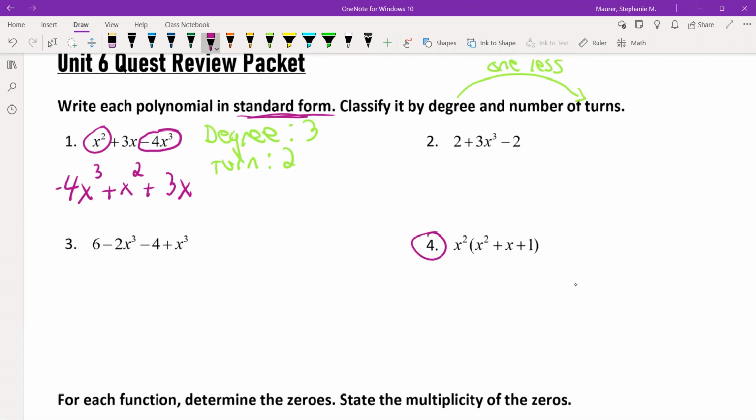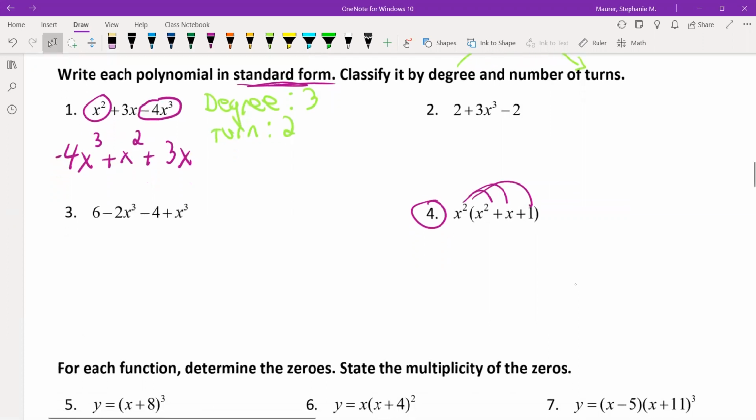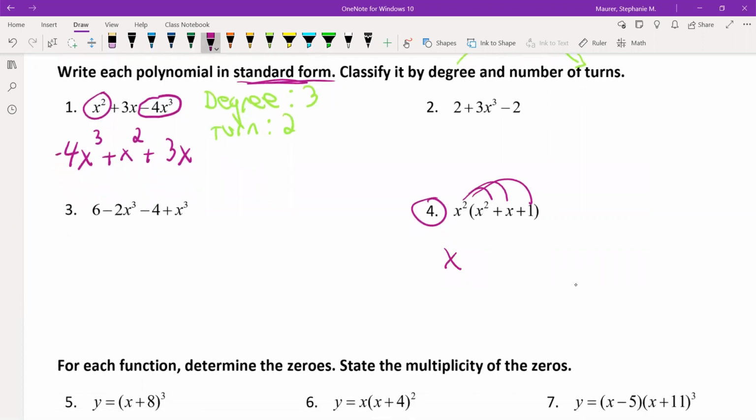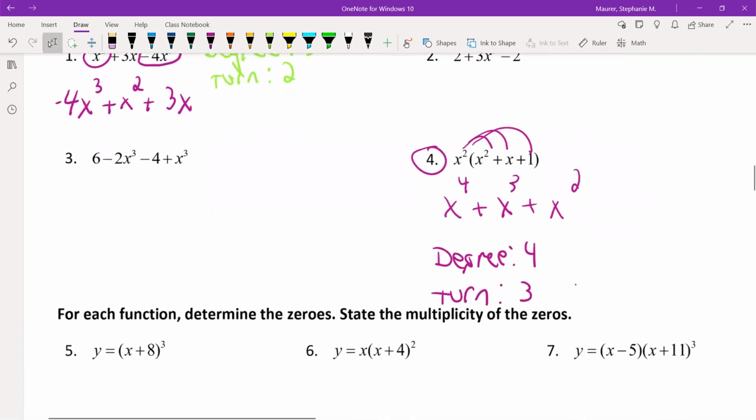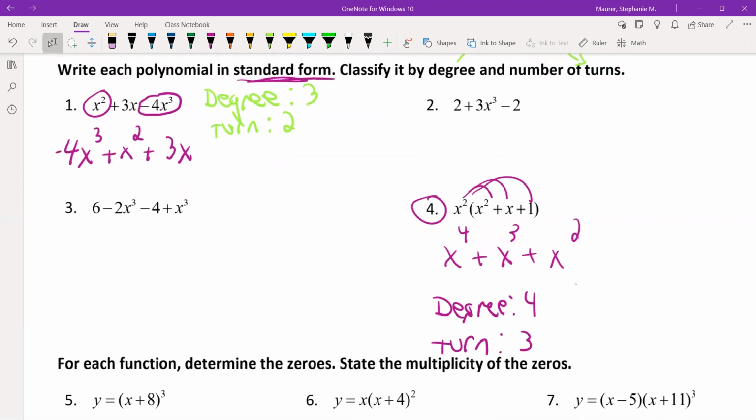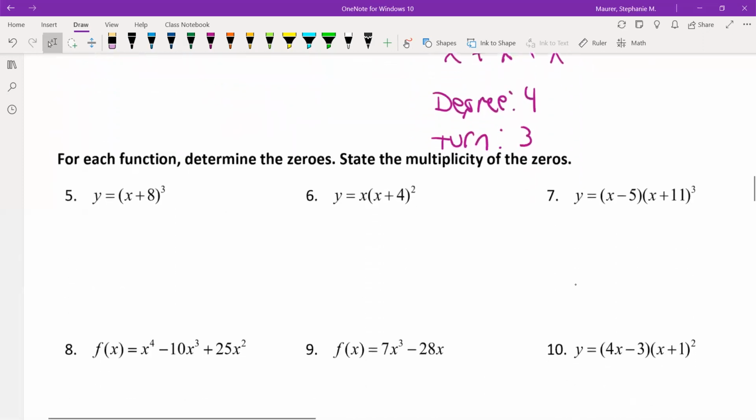In a problem like number 4, you are going to need to distribute before you can even classify or determine the degrees. So this would end up becoming an x to the 4th, x squared times x squared, x to the 4th, plus x squared times x would give us an x to the 3rd, and then plus the x squared times 1, x squared. In which case now you can see the degree is going to be 4, and that means your number of turns would be 3. And that's standard form. And you'll find that the word standard form comes up in other sections. So you at least want to be familiar with the concept of standard form being highest exponent to smallest exponent.